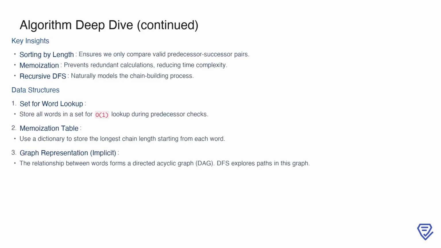Speaking of data structures, storing all words in a set allows for O(1) lookup during predecessor checks, making these operations extremely efficient. The memoization table, implemented as a dictionary, helps us store the longest chain length for each word, enabling quick retrieval. Although the graph formed by these word relationships is implicit, it can be thought of as a directed acyclic graph, or DAG, where DFS explores paths within this structure.